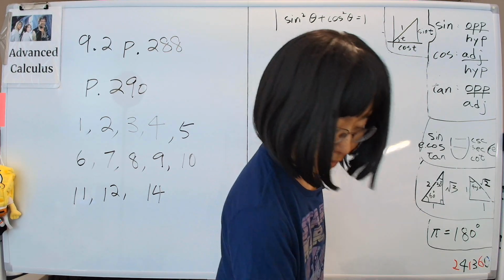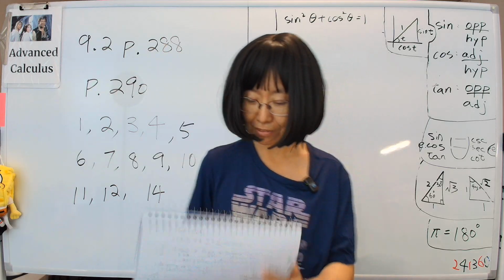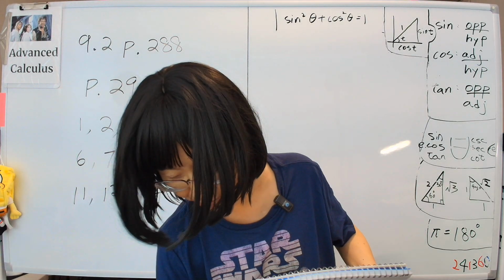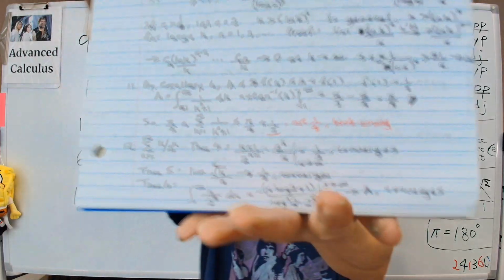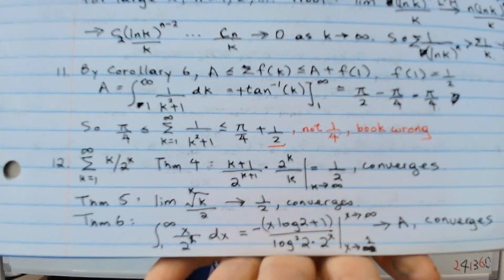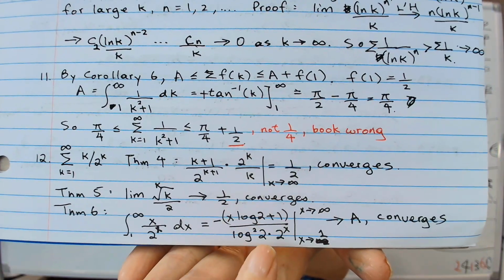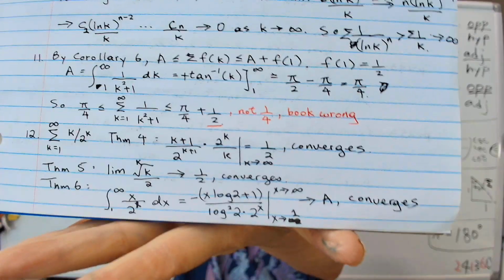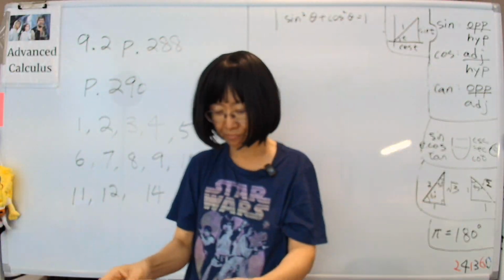Problem 12 is a matter of doing grunt work. We have to do this thing three ways, which is okay. All three ways don't take very much. So here are all three ways: theorem 4, theorem 5, theorem 6. And that's that.